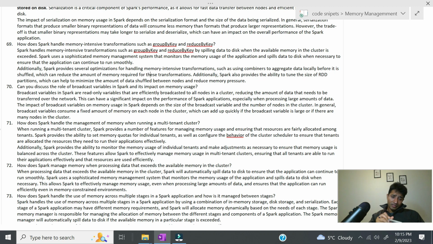This can have a significant impact on the performance of Spark applications, especially when processing large amounts of data. The impact of broadcast variables on memory usage in Spark depends on the size of the broadcast variable and the number of nodes in the cluster. In general, a broadcast variable consumes a fixed amount of memory on each node, which can add up quickly if the broadcast variable is large and there are so many nodes.